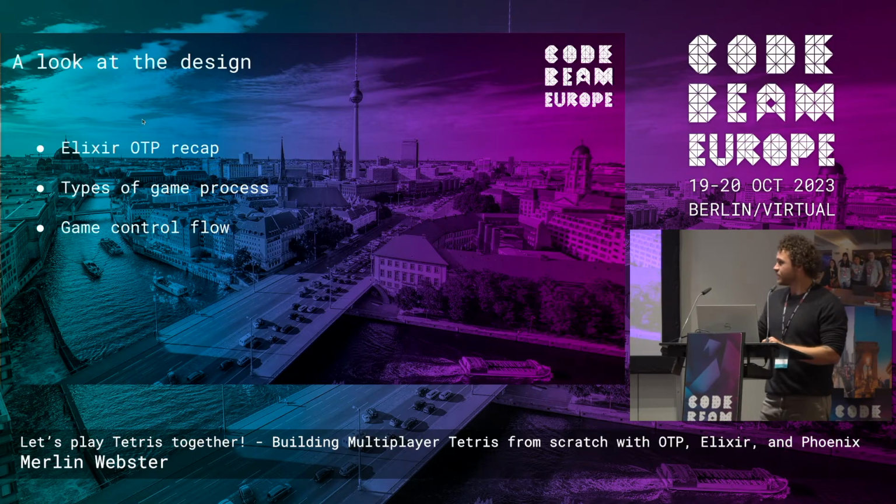Cool, so we're going to have a quick look at how it's built. So how did I design the thing? We'll do a really, really quick OTP recap just on gen servers and stuff for anybody that's a bit newer to this. And then I'll look at the types of process we've got going on to connect it all together, and a bit of how data flows and what happens when you press a key.